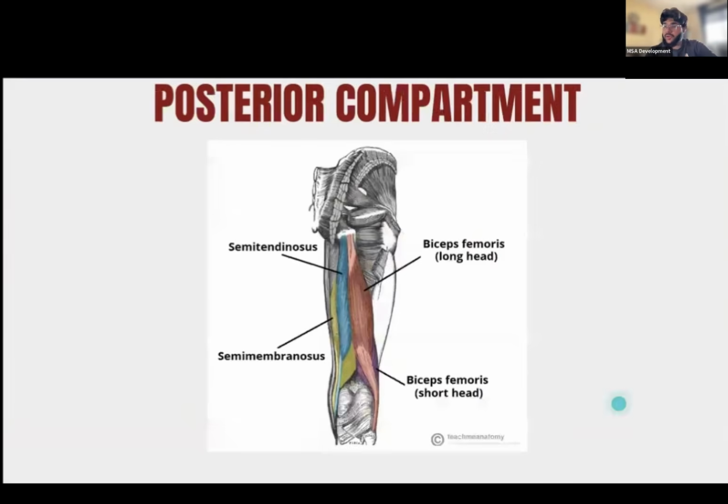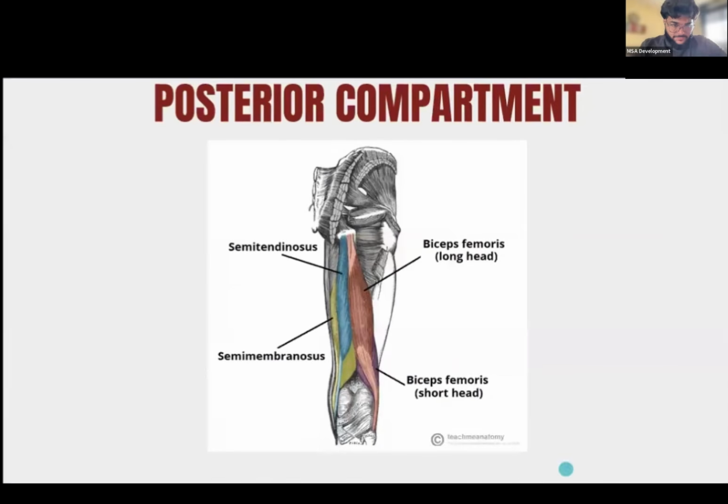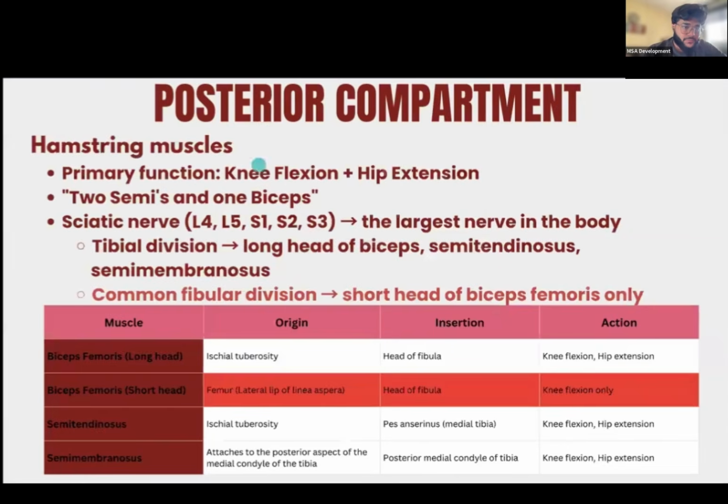Next up, we have our posterior compartment of the thigh. The posterior compartment of the thigh is basically responsible for your knee flexion and hip extension. These are the muscles: the semitendinosus, the semimembranosus, and the biceps femoris, with two heads, the long and short head. Let's talk about each of them. The posterior compartment is made up of your hamstring muscles. These muscles are responsible for your knee flexion and hip extension. All of these muscles are innervated by the sciatic nerve, which is also your largest nerve in the body.